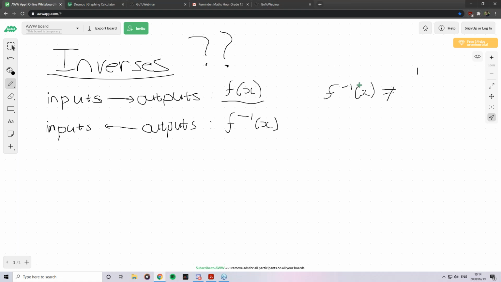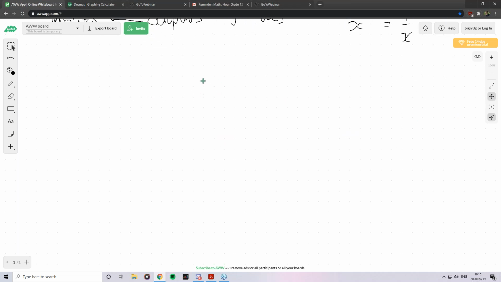An important thing to note as well for inverse functions is that the inverse function f minus 1, this is how we notate an inverse function, is not necessarily equal to 1 over f of x. So in your test don't write f minus 1 x and then just write that as 1 over f of x. While it's true that x to the minus 1 is equal to 1 over x, this does not hold in this notation. So I just want to quickly show a visualization of how inverses work.